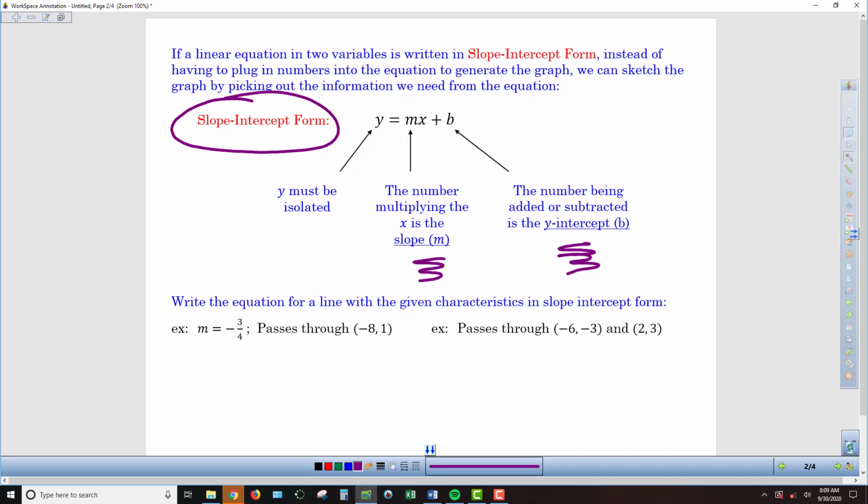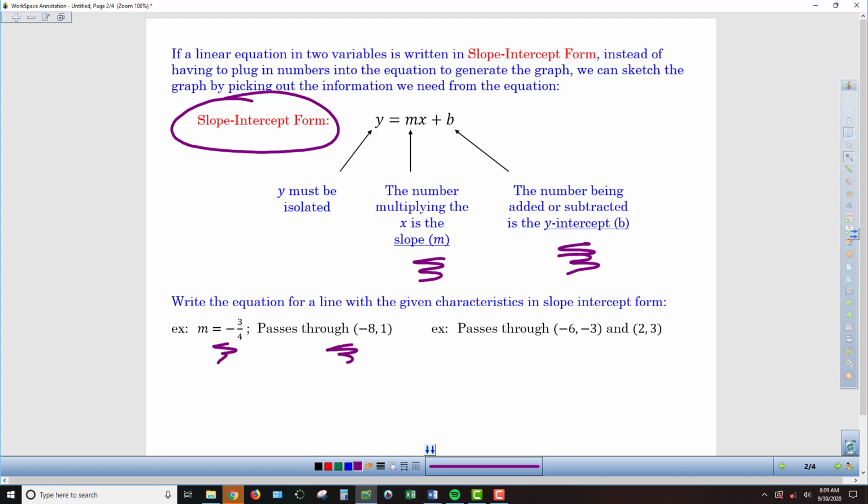And so a lot of times we're asked to kind of work backwards from information. So instead of sketching the graph, we can be given information about the graph and have to come up with a line, which is what we're going to do here. So we want to write the equation of a line that has a slope of -3/4 and passes through the point (-8, 1).